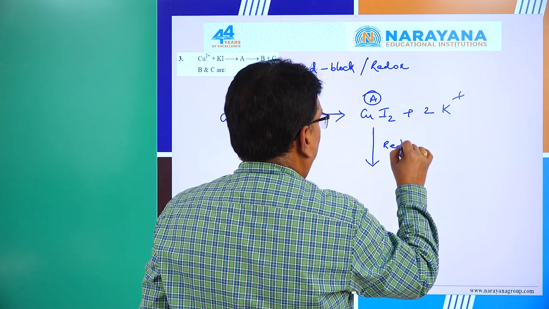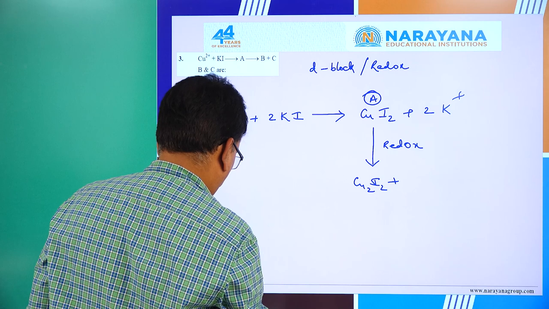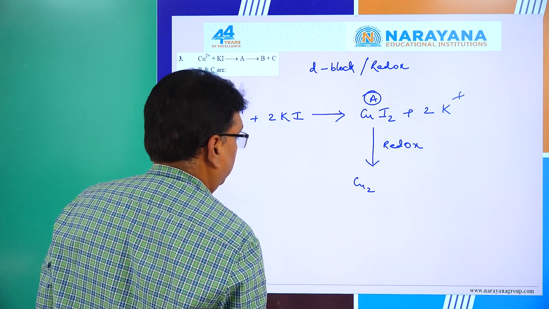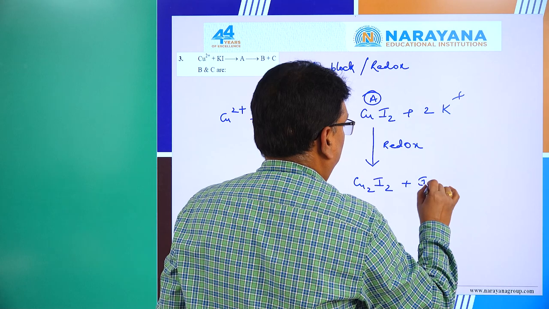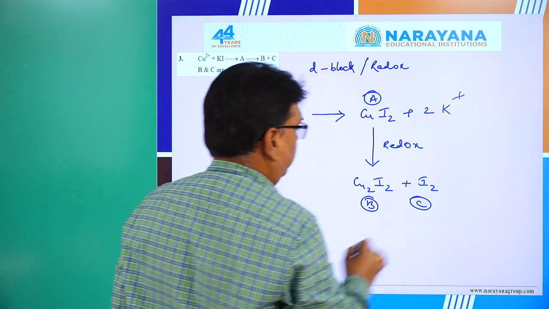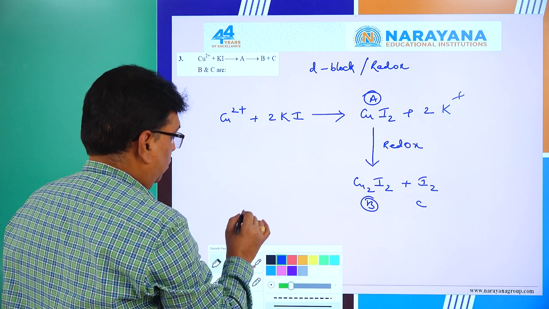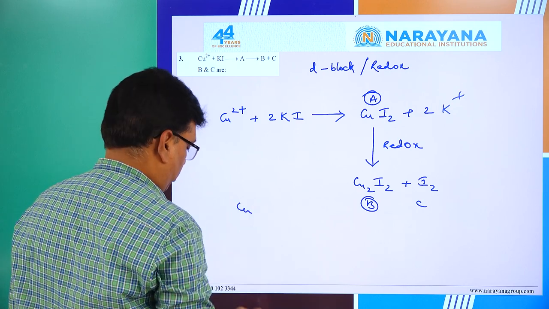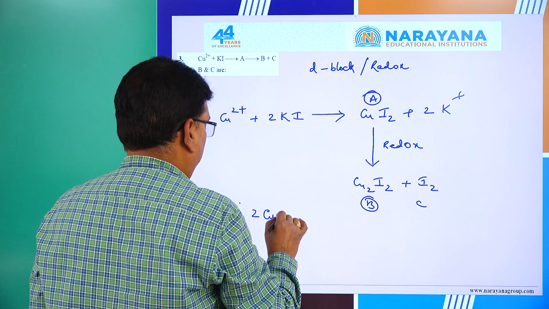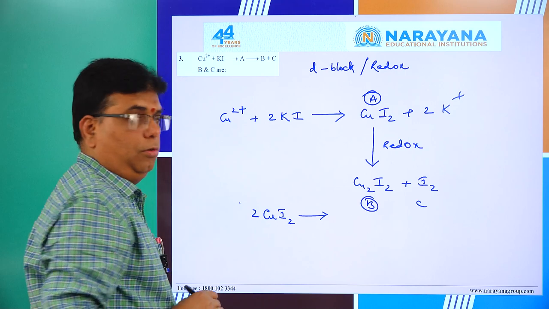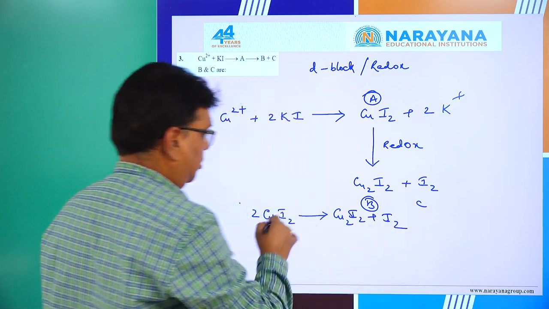This is a redox change to Cu2I2 plus I2. So this is your B and this is your C. Separately, if I write, 2 CuI2 undergo redox change to Cu2I2 plus I2. This is the overall reaction.